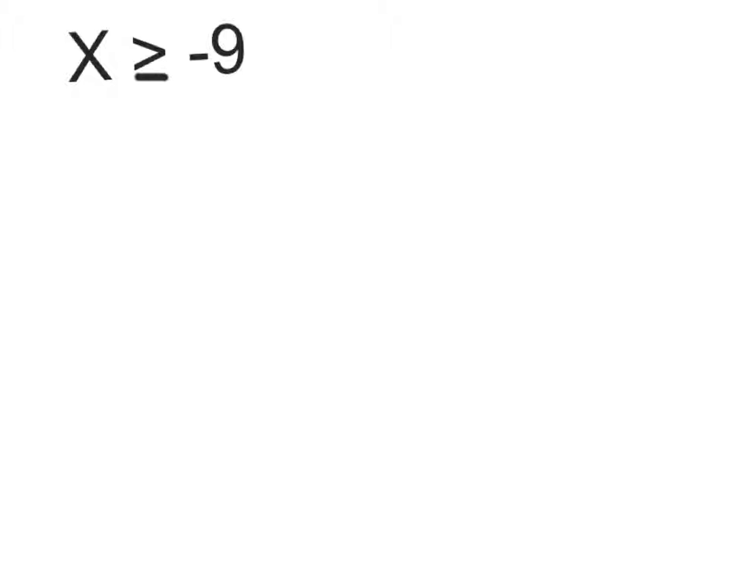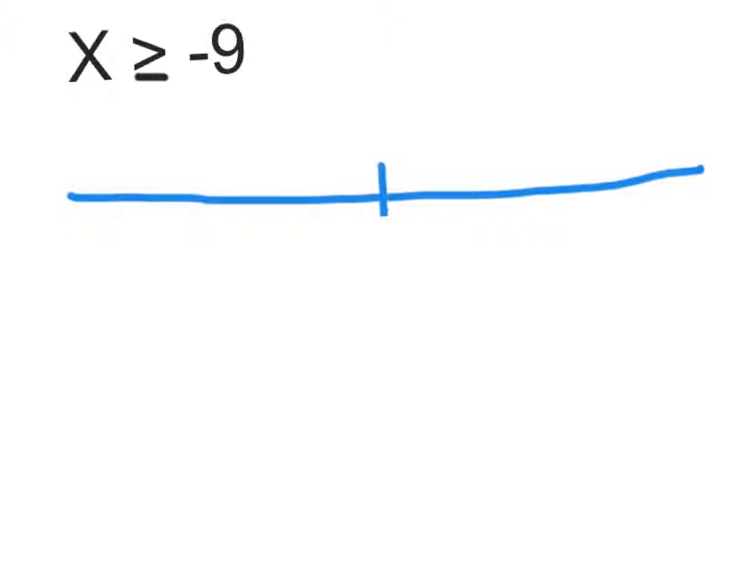Here I'm going to do the same thing. I have x is greater than or equal to -9. So I'm going to draw my line, to draw 0. I don't feel like counting by 1, so I'm going to count by 3 to -9. And I know that I have x is greater than or equal to -9.